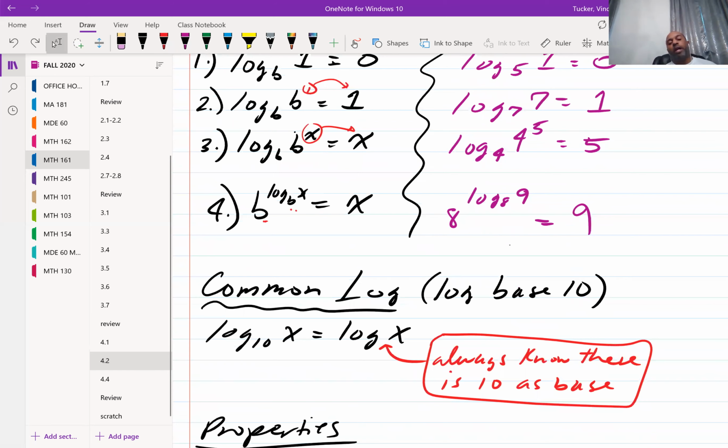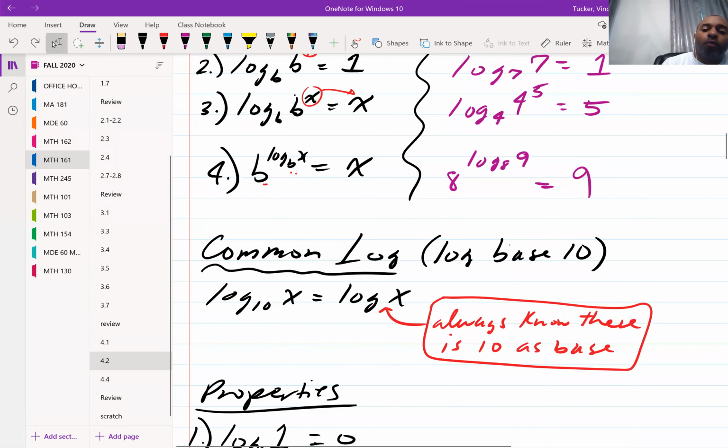Now we have two types of logs that will always be in your scientific calculator. It's the common log, that's the log base 10. When you don't see anything there, as far as your base is concerned, they will always assume that there's a 10 there. So if it's log base 2, you have to write that too. But if it's log base 10, you do not have to write anything there. When you don't write anything there, it is always assumed there's a 10 there. That's why it's called the common log.